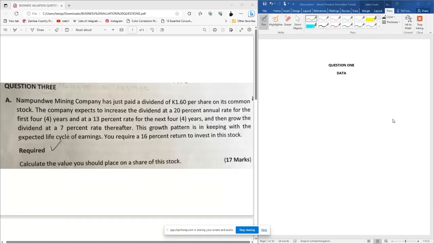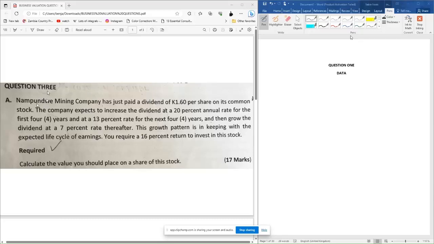Okay, so to get started, we're going to be looking at a few business valuation questions that will help you understand how to go about this type of questions in your exams. So, without wasting much time, let's begin with our first question here. We'll call it question one. I know it says question three here, but just for control, let's call it question one.